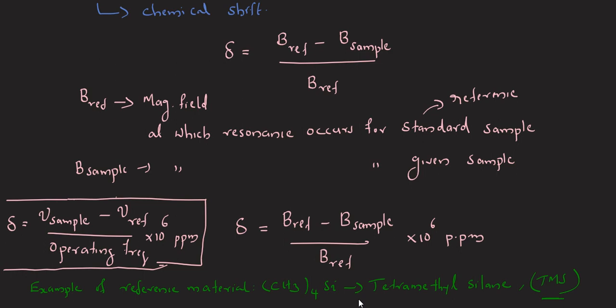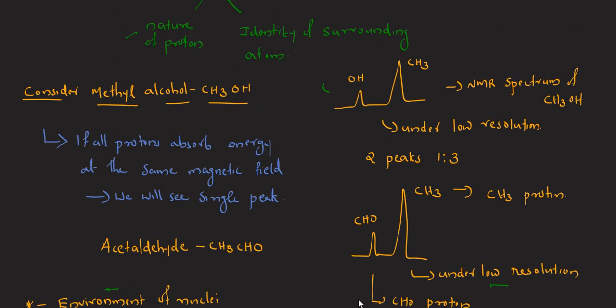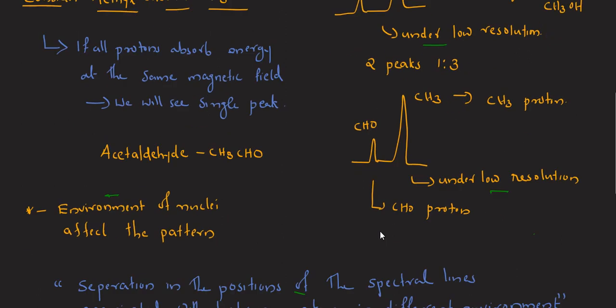In terms of frequency, we can define the chemical shift as the frequency of the sample minus the frequency of the reference, by the operating frequency. If you multiply this quantity by 10 raised to 6, then your result will be in parts per million. And please remember that these two spectra are taken under low resolution. The condition of the spectrum at a higher resolution will be discussed in the next video.